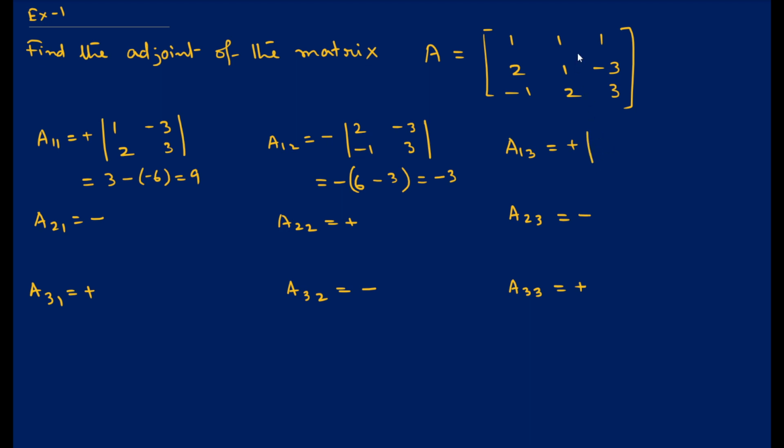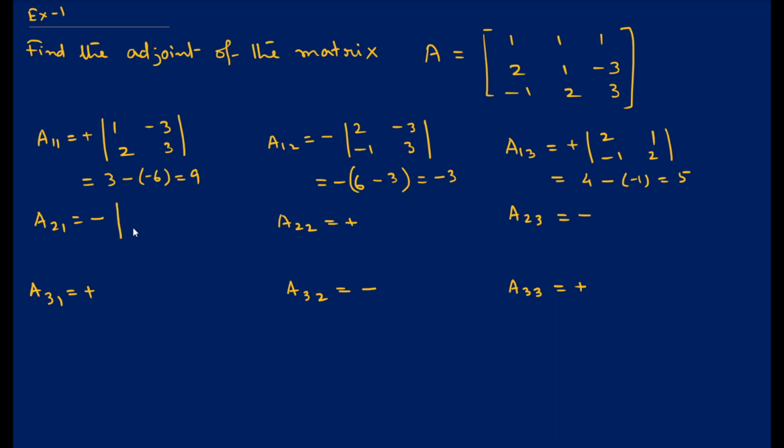Then the third one. Next, A13 means we are going to find the cofactor for this one. This one lies in the first row and third column. So delete the first row and third column. What will you see? 2, 1, minus 1 and then what? 2. Okay, so let us split it. 4 minus, again this into this, how much? Minus 1. So you will get how much? 5. Okay, so the 3 cofactors हमें मिल गया.